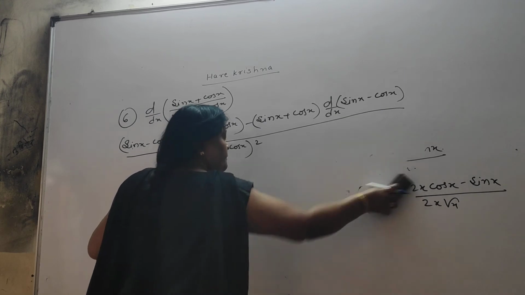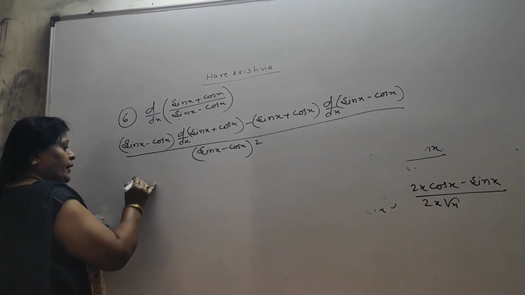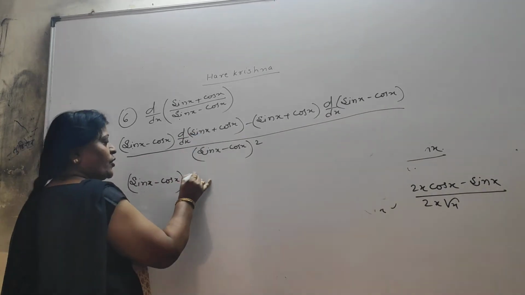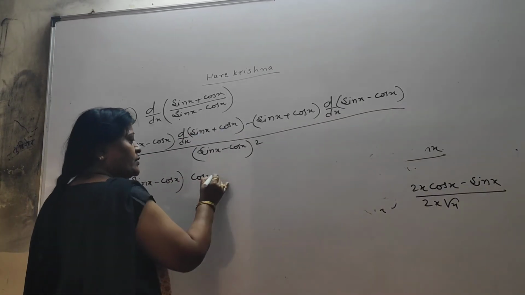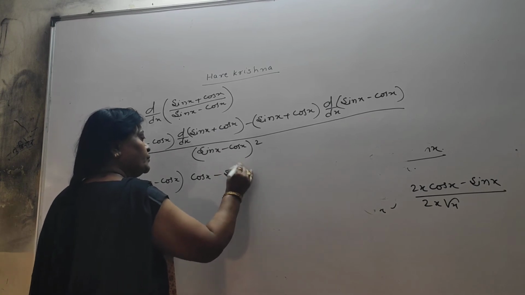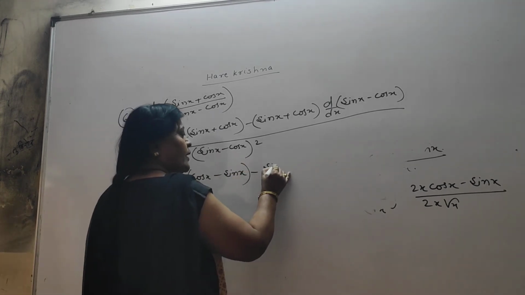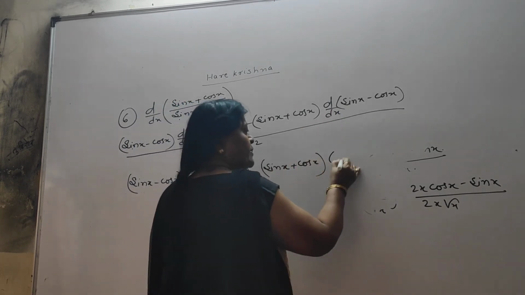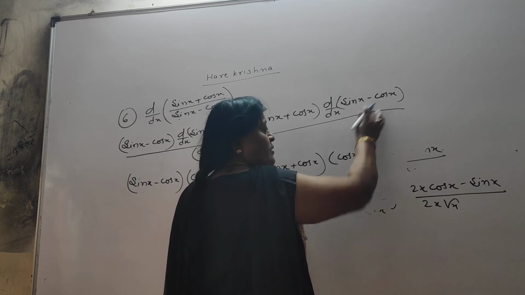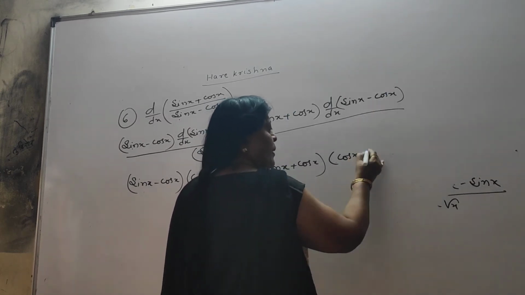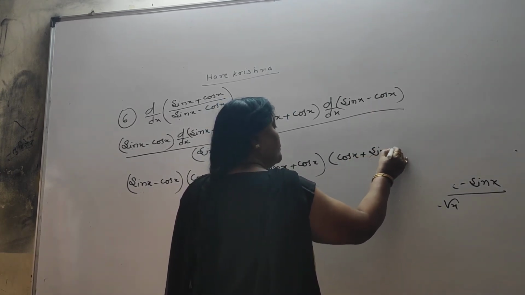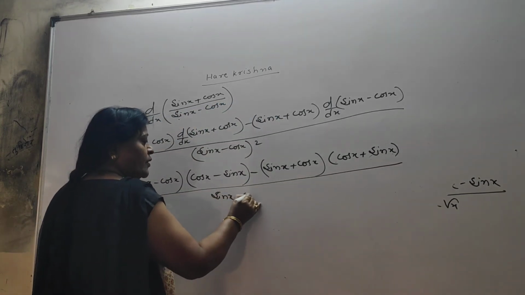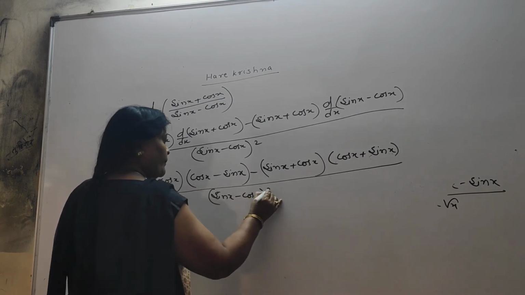Here again, simplify. sin x minus cos x remain as it is. Again, the derivative of sin x is cos x and the derivative of cos x is minus sin x. Here, minus sin x plus cos x remain as it is. The derivative of sin x is cos x, and the derivative of cos x is minus sin x, this minus, that minus, minus minus plus, divided by (sin x minus cos x) whole square.